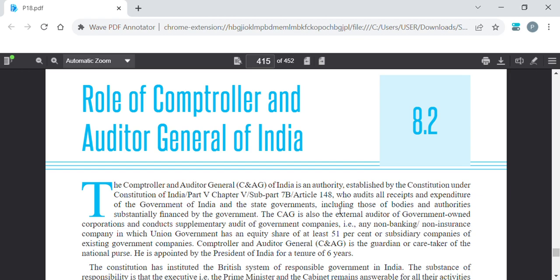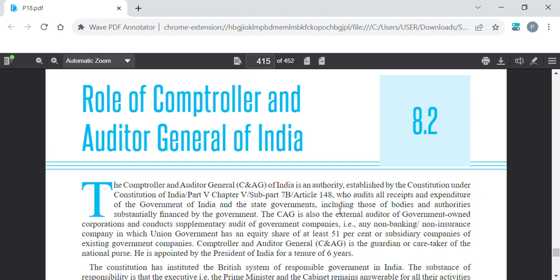Comptroller and Auditor General of India is an authority established by the Constitution of India, Part 5, Chapter 5, Sub Part 7b, Article 148, who audits all receipts and expenditure of the Government of India. The Comptroller and Auditor General, CAG, will audit all receipts and all expenditure of the Government of India and state governments, including those of bodies and authorities substantially financed by the government.